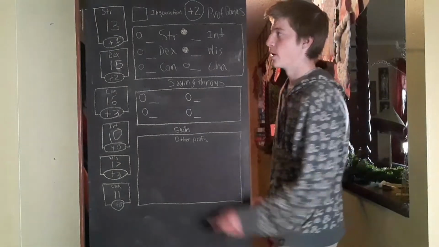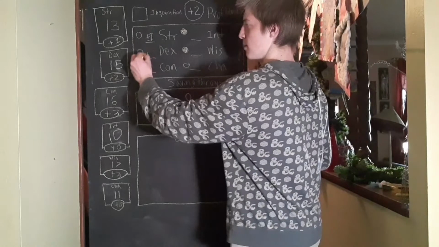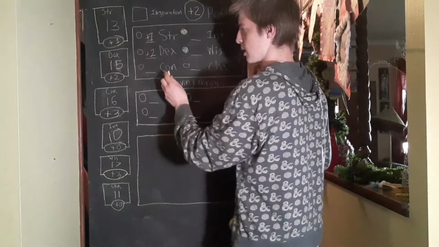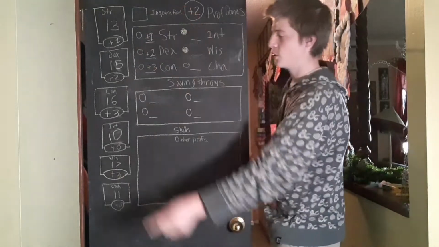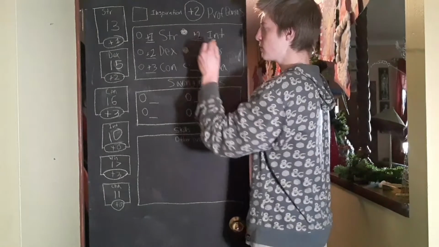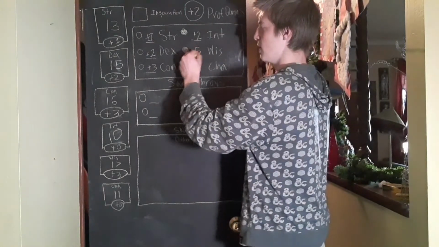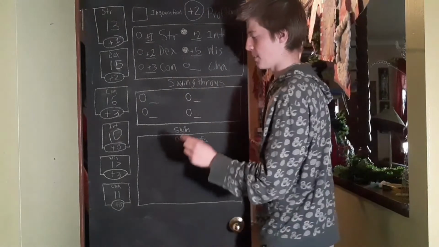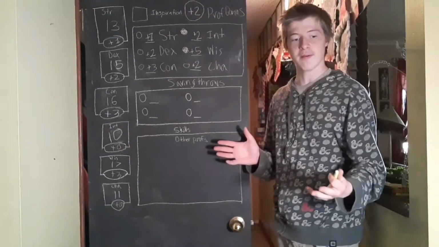So let's go through. Real quick. Strength, +1. Dex, +2. Constitution, +3. Intelligence, it's a +2 and a +0, so it's a +2. Wisdom is a +2 and a +3, so it's a +5. And Charisma is a +0 and a +2, so it's +2. And there you have it.